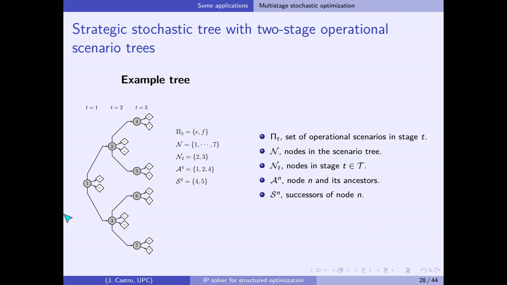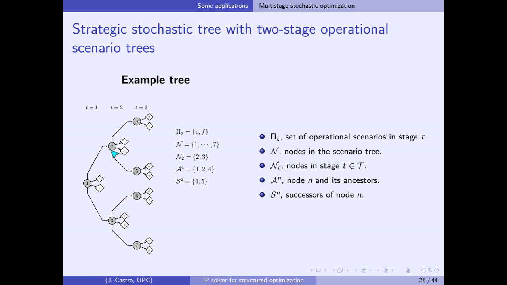So consider this particular multi-stage stochastic instance. This is an instance with three stages, but we consider two different types of stochasticity. In this example, we have a strategic tree. These are the circles. This is the first stage. In the first stage, we have two strategic scenarios, future scenarios, scenarios 2 and 3. And for each of these scenarios, we have two more strategic scenarios, 4, 5, 6, and 7. These strategic scenarios are associated to strategic decisions. These are usually long-term decisions.